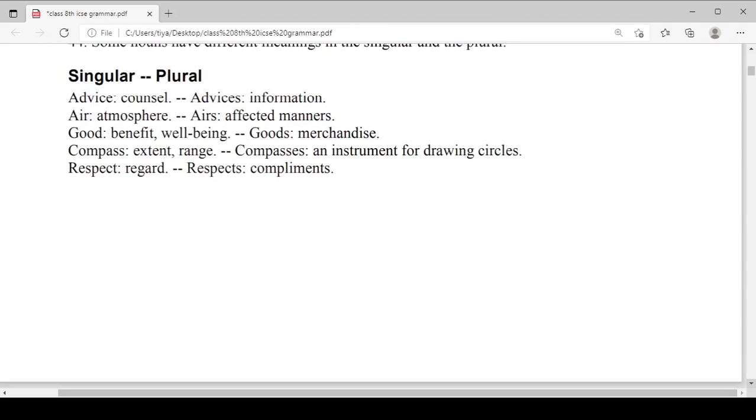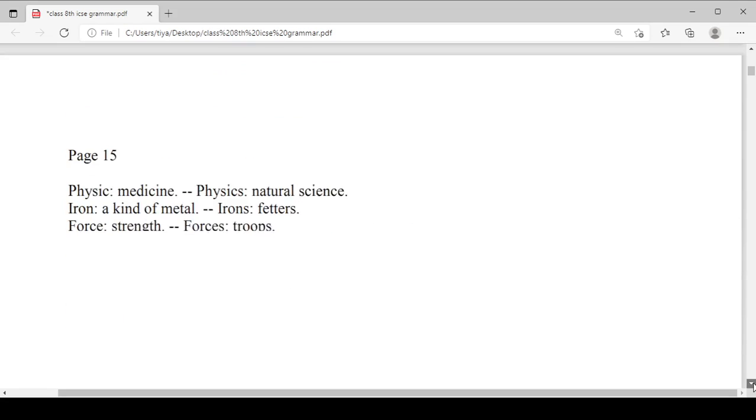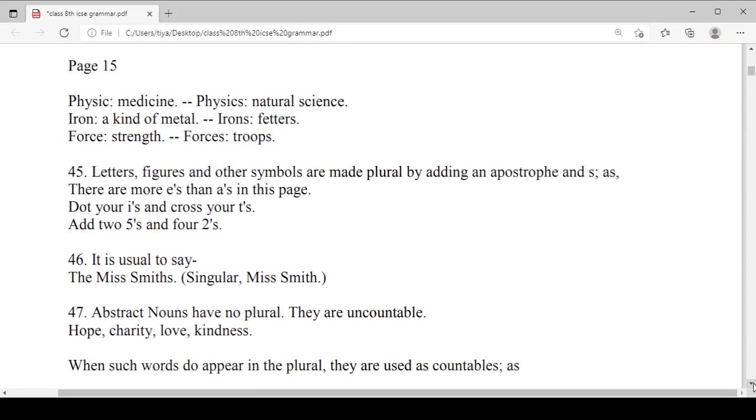Similar to plural, like we have advice, advices, okay. Counsel means information, advice, counsel, counsels. Air, airs, affected manner, good, goods, benefit, well-being, merchandise, compass, extent, compasses, respect, regard. So just read this table and you will easily get my point, and you will easily build up your understanding of what is the singular, plural, and how can we change the form of the singular to the plural. This is the basic thing.